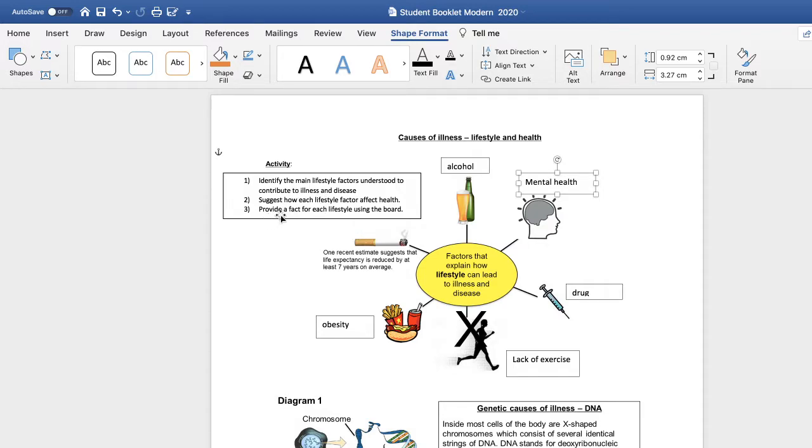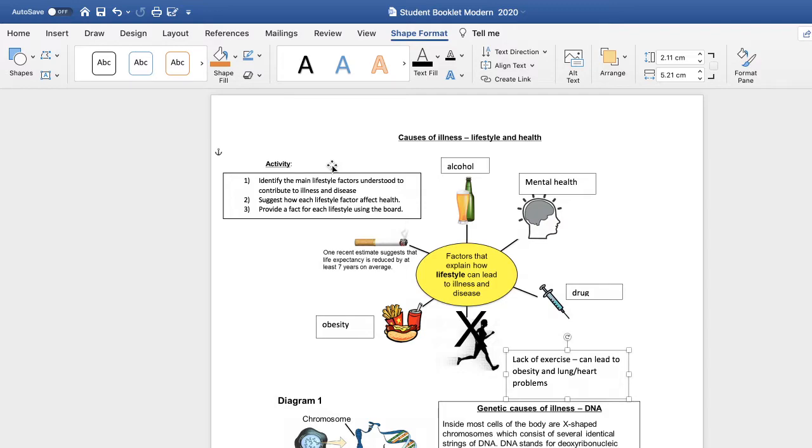Now, the second activity is to suggest how each lifestyle factor affects health. So it's just a simple comment. I might write here, lack of exercise can lead to obesity and lung/heart problems.